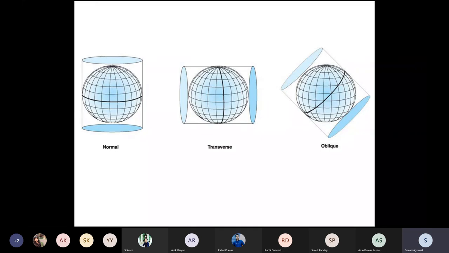That's why the distortion that was maximum earlier in the normal aspect, at the pole, is different here. In the transverse projection, it will be tangent at the pole and it will not be as distorted as it was earlier. So depending upon the requirement, the aspect of the projection is selected, whether we will go for the normal or transverse, or the oblique projection.